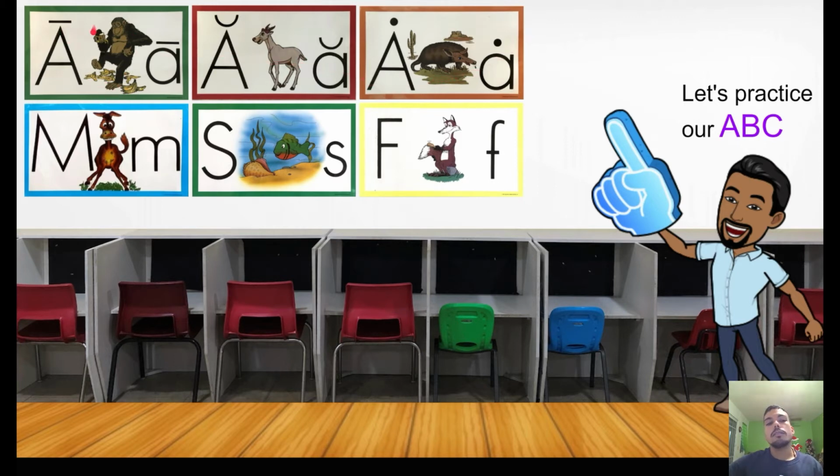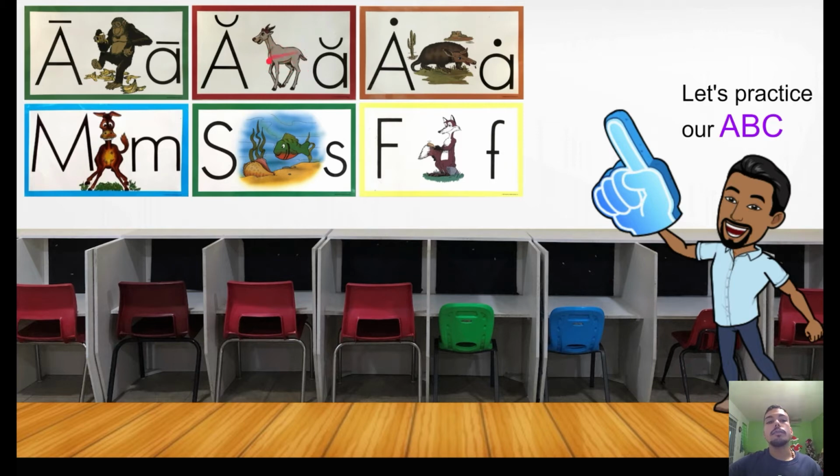And here we have our friend named Ape. Ape. An ape has a letter that sounds A. A. So when you see the letter A with the line on top, it's going to sound A. Next friend here, its name is antelope.